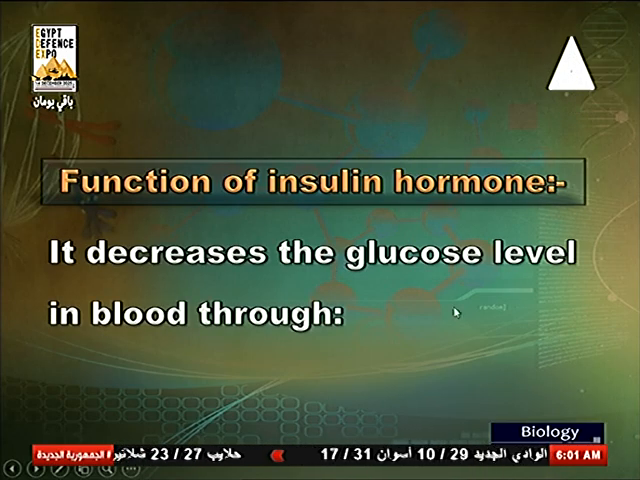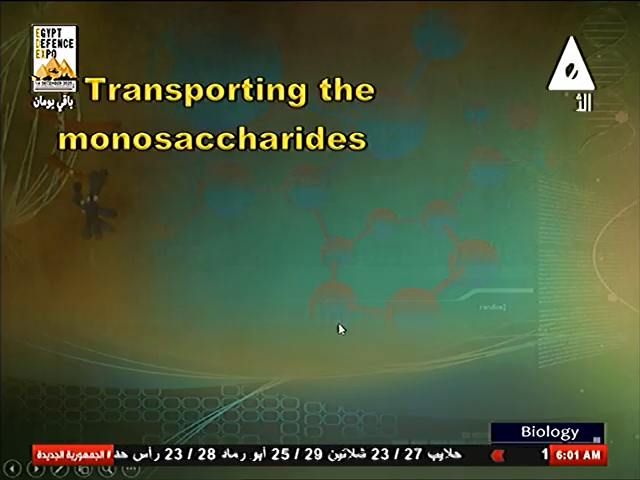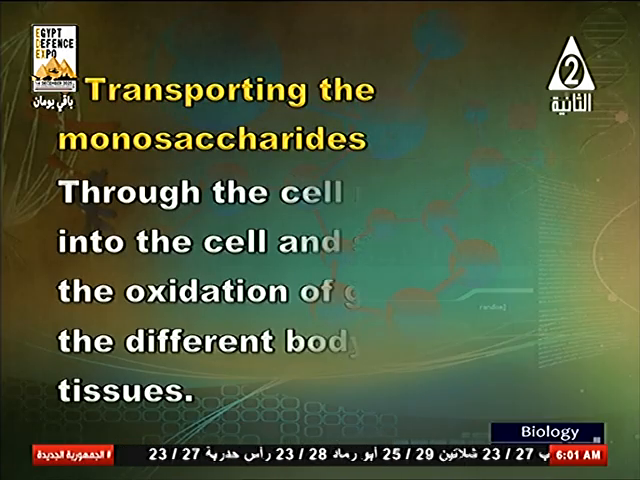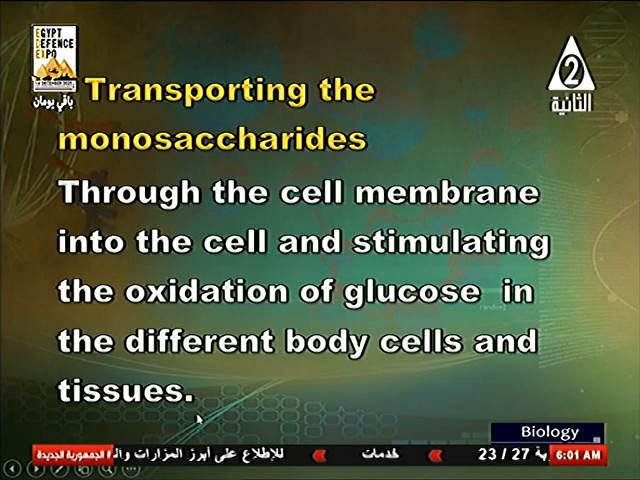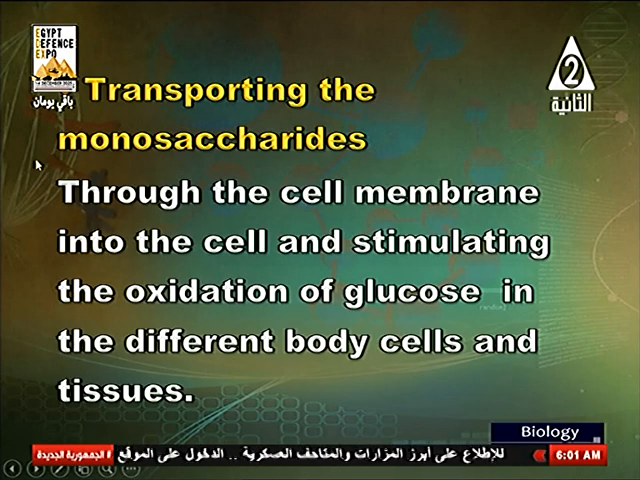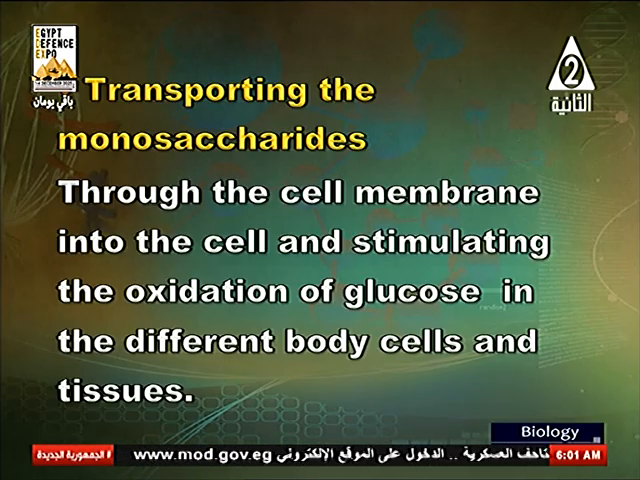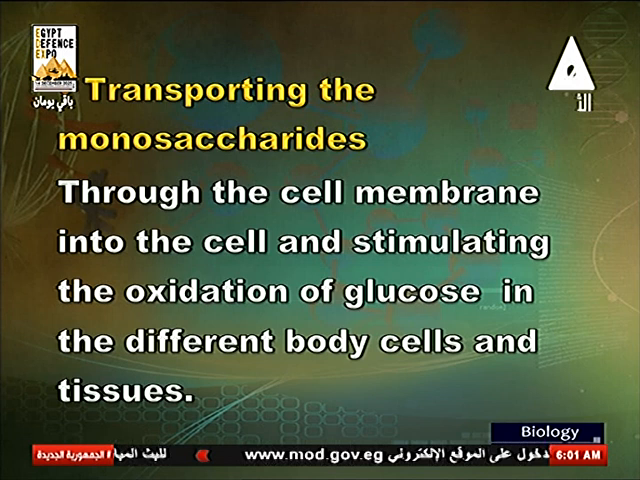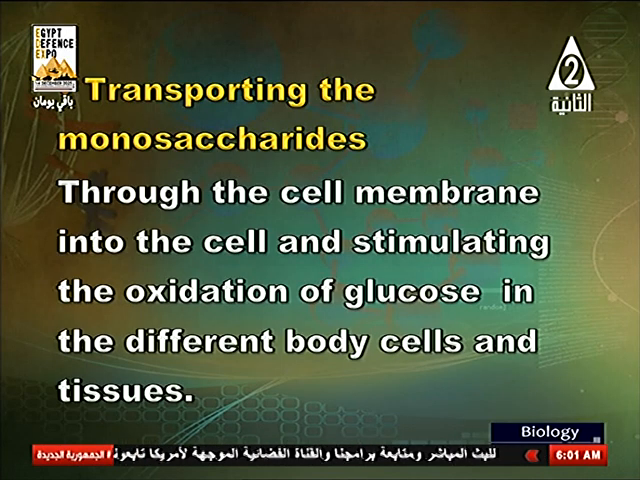It decreases the glucose level in the blood in two ways: transporting the monosaccharides through the cell membrane into the cell, and stimulating the oxidation of glucose in the different body cells and tissues. This is the first way. Take glucose from blood, deliver it to cells, and say to the cell, here is your glucose, do oxidation and get your needed energy and do all the activities you want.